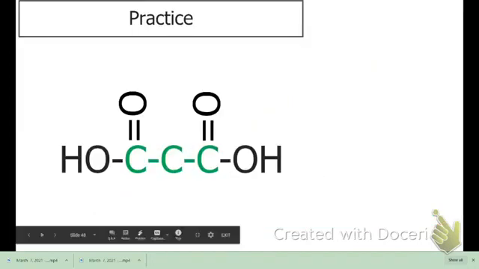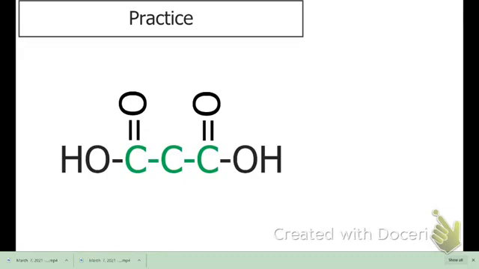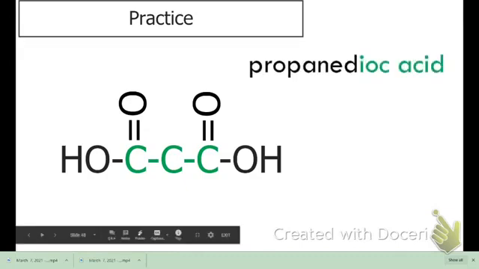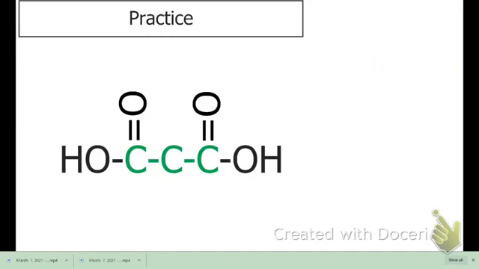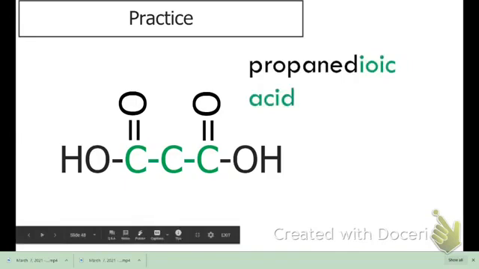Here's one. This should be easy for you. Go ahead and see if you can get this one. And let me see what the answer to that is. Propane dioic acid. Here we go. Propane dioic acid.